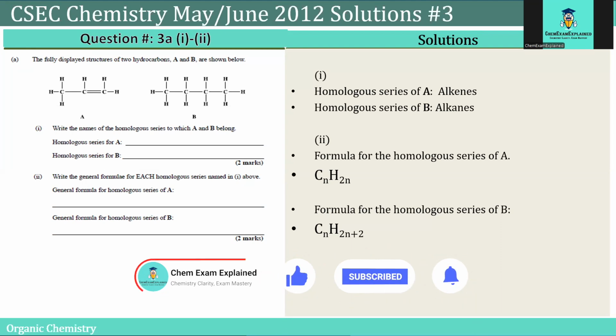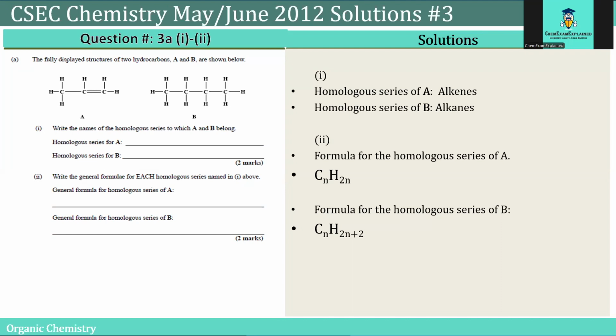In today's video, we will be looking at CSEC Chemistry, May-June 2012, question number 3. This is organic chemistry. 3. Part A. The fully displayed structures of two hydrocarbons A and B are shown below. As you can see, A is unsaturated, it's an alkene, and B is saturated, an alkane. So you can see that A has a double bond and B has all single bonds.